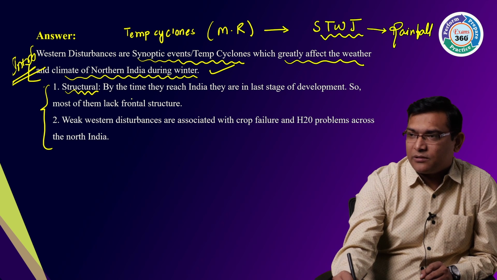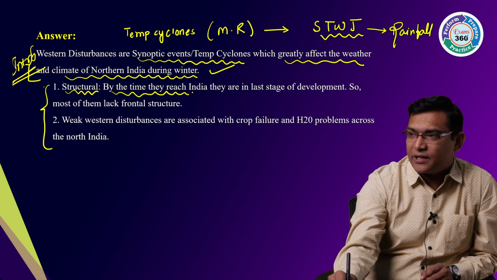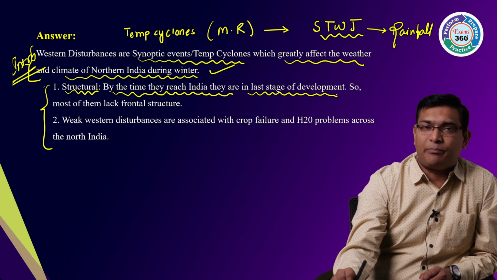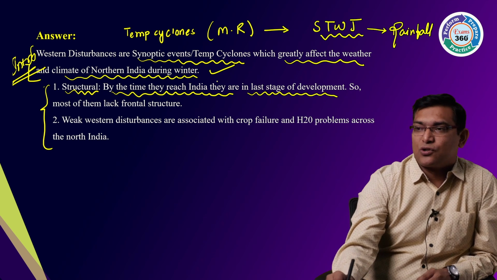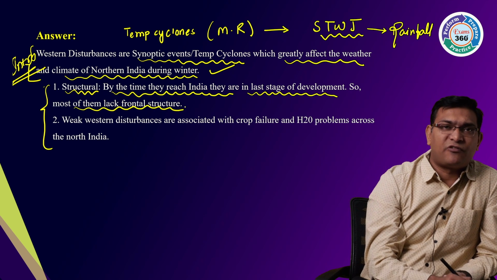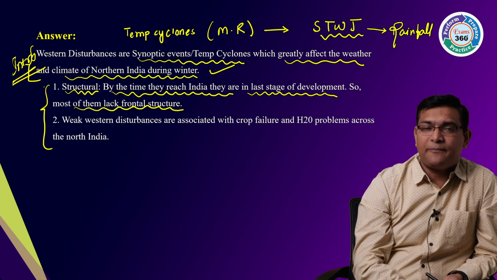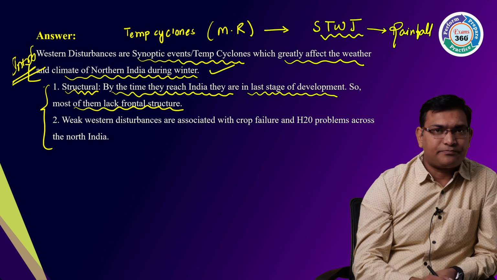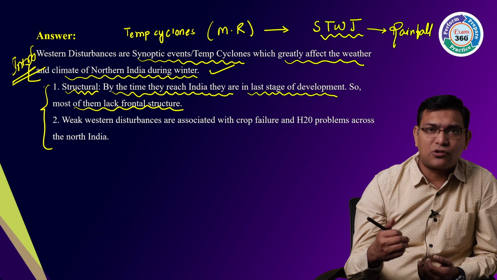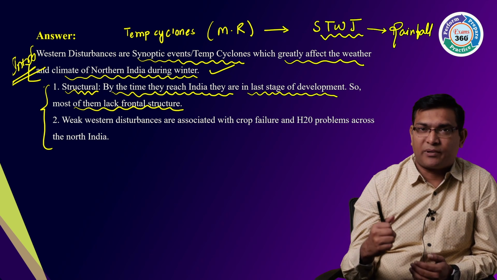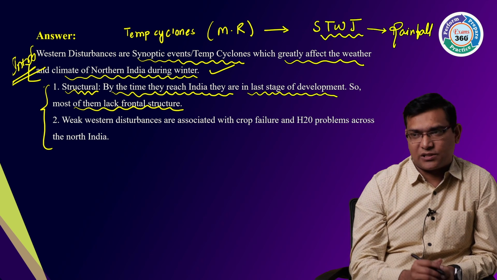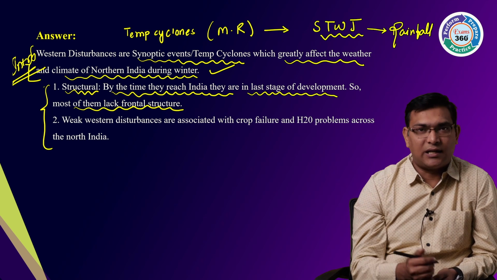By the time they reach India, they are at the last stage of the development of temperate cyclone. So most of them lack frontal structures. Since there is no frontal structure, rains fall very nicely, right? And the impact of that temperate cyclone is also less in the northern part of India because they are at the end stage of the formation. That is the end stage, we call it occluded.